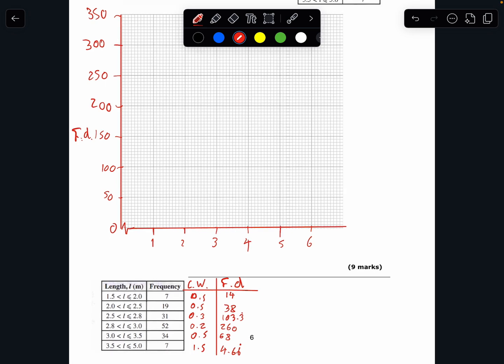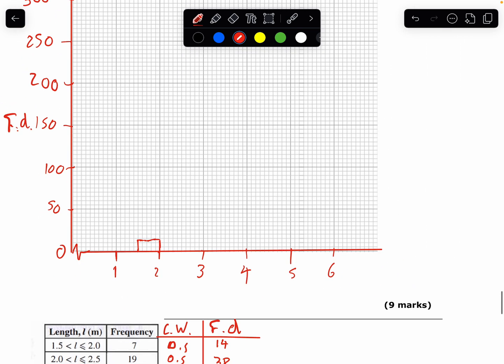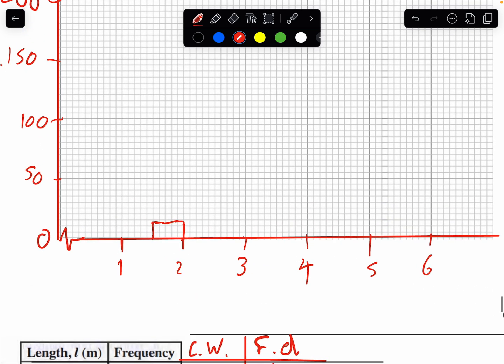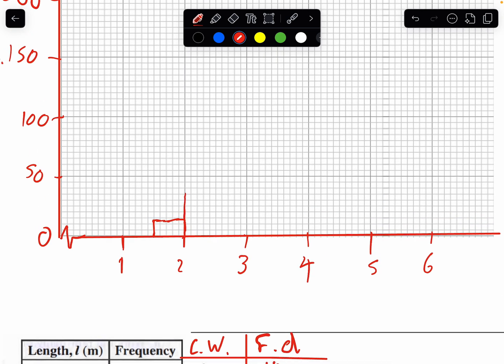Now, we know at 1.5 we have a frequency density of 14. Since there's 10 squares here, each square is worth 5, so 14 is just going to be below 3 squares. So let's go to 5, that's here, and it's going to be just below 3 squares up until 2. I'm not judging you for how accurate this is as long as you've got the right idea. It should be just below 3 squares. If it's not the right amount below 3 squares, who cares? Right, 38 is going to be just below 8 squares, and that goes from 2 to 2.5.